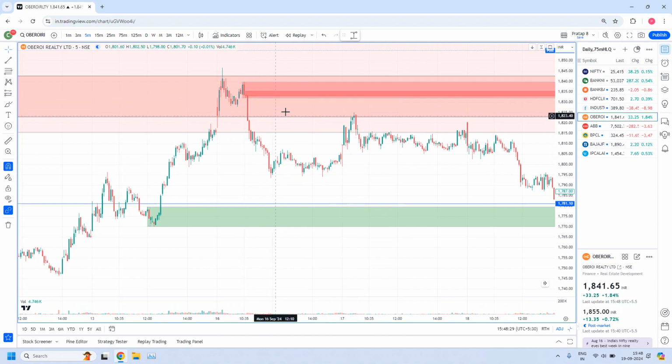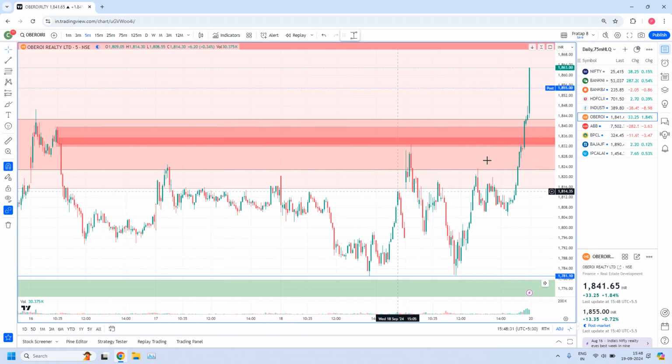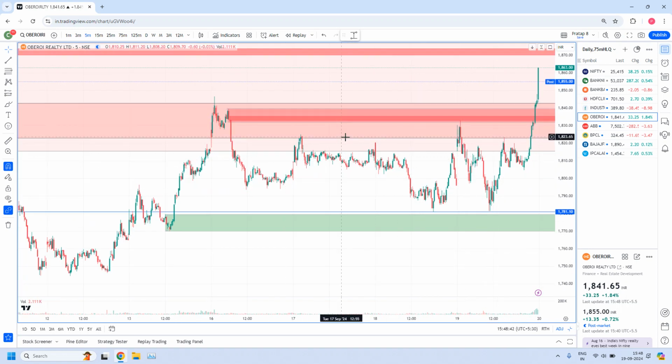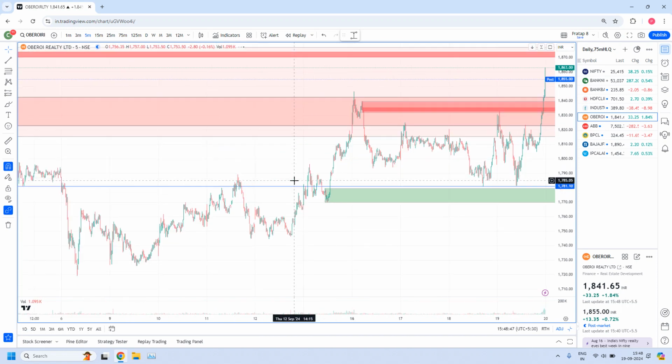So can we consider this as a fine-tuned 5-minute zone? See, today it touched this zone and picked up the orders and then came down. After that the zone is violated. It already gave a very good profit. So can we say this is an excellent fine-tuned 5-minute zone from this daily time frame? Definitely you cannot treat this trade as a fine-tuned zone.